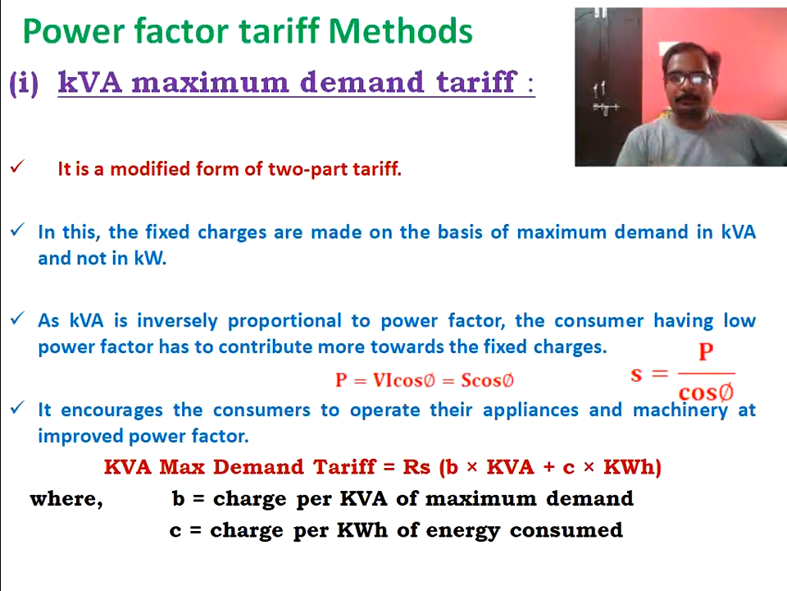As I already told you, P is equal to VI cos phi. VI is nothing but apparent power S, so P is S cos phi and S is equal to P by cos phi. Which means as power factor is less, S is more. If I am maintaining a low power factor, obviously my kVA is more. When my kVA is more, I am paying more charges. For example, if the power factor is 0.9, my kVA is 20 kVA. If the power factor is 0.8, my kVA increases to 30 kVA.